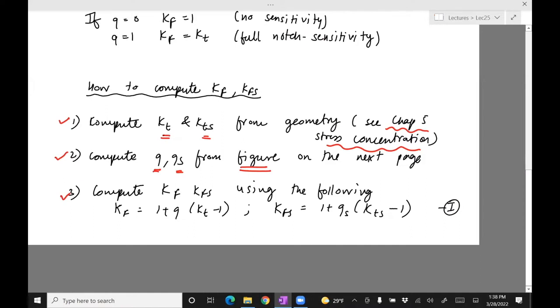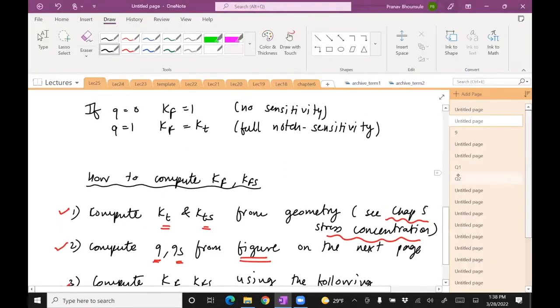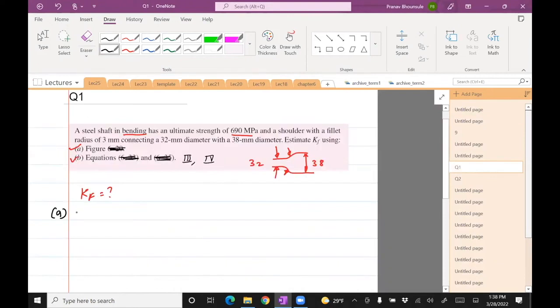In this case, this is bending, so we are not computing KTS or QS, we're just computing KT and Q. Let's get KT first, then Q, which comes either from the figure or from those equations. And then KF is very simple, it just depends on Q and KT. So it's one step at a time. First, compute KT.